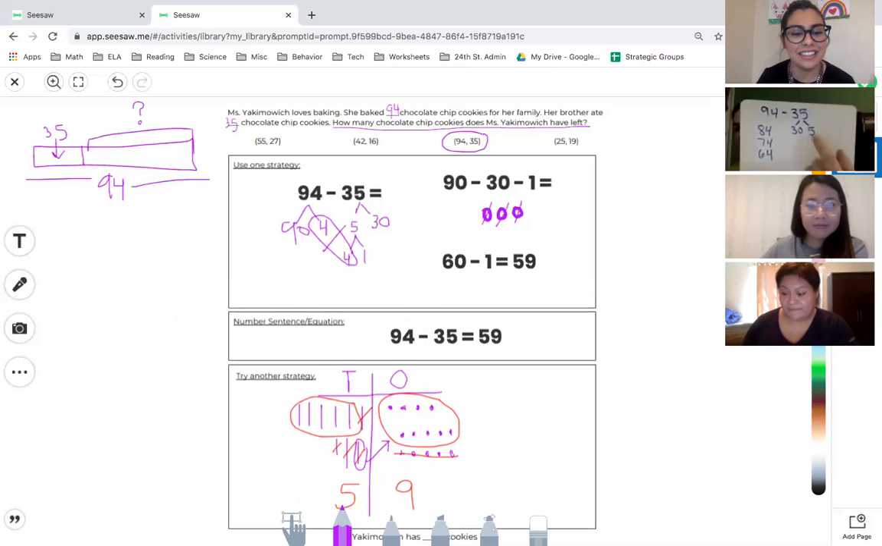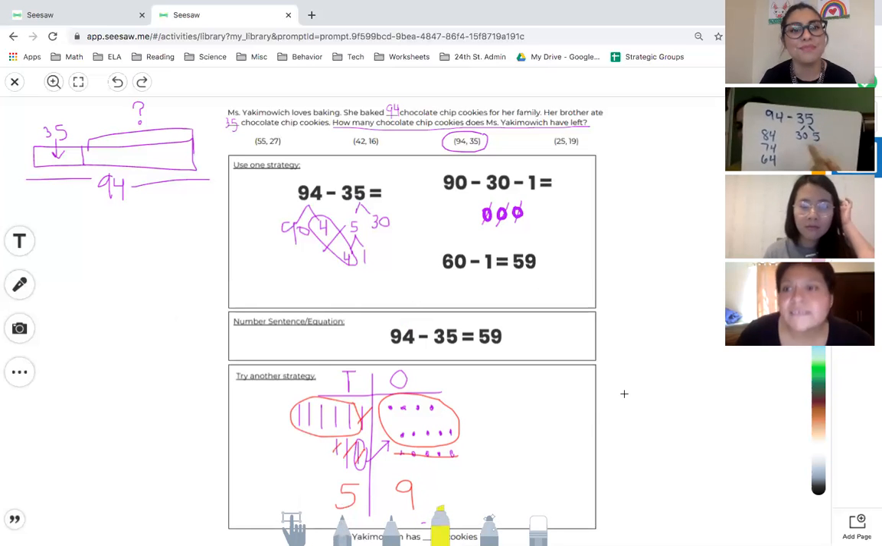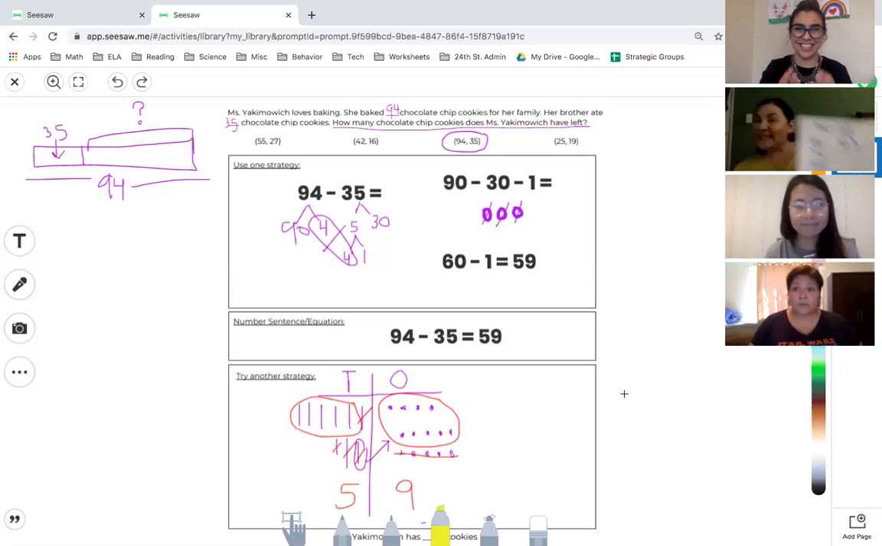So here's what I did. I'm thinking of when I have 94 and I'm going to subtract 35, I broke 35 or decomposed it into a 30 and a 5. So I know that 30 is 3 10s, so I'm going to count back from there. 94, 84, 74, 64. But now I have to minus that 5. So from 64, I'm going to count back 64, 63, 62, 61, 60, 59. Yeah. I got the same answer.